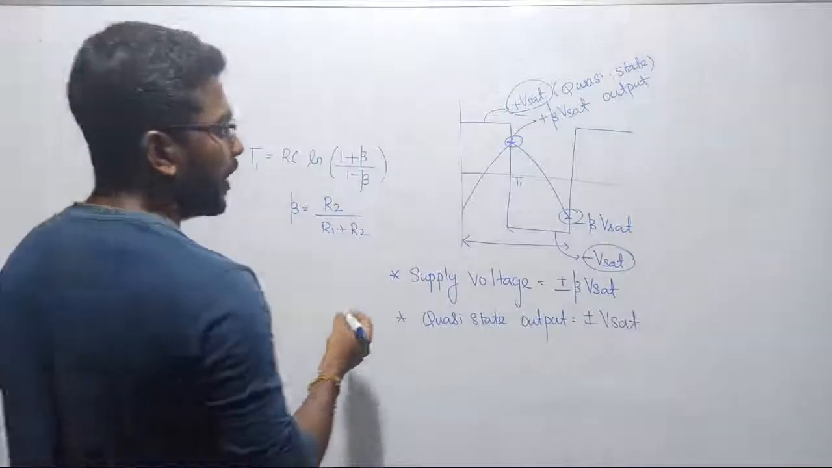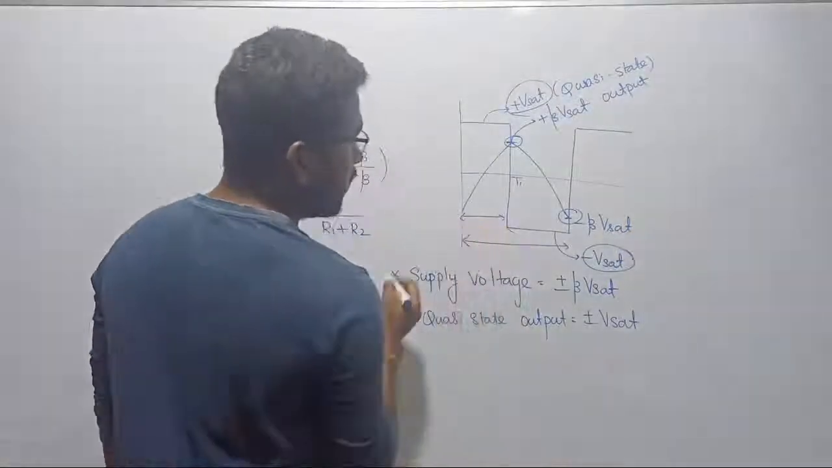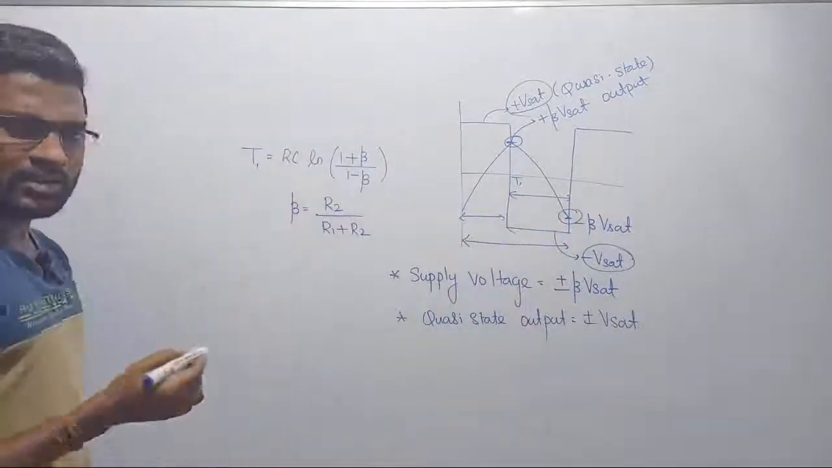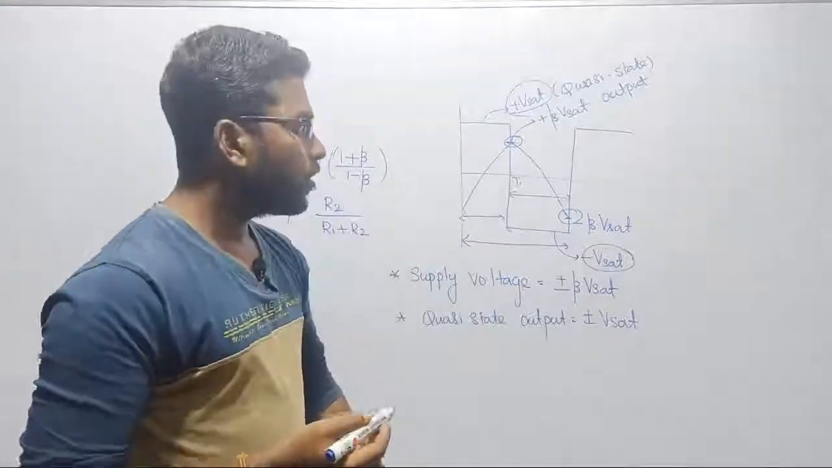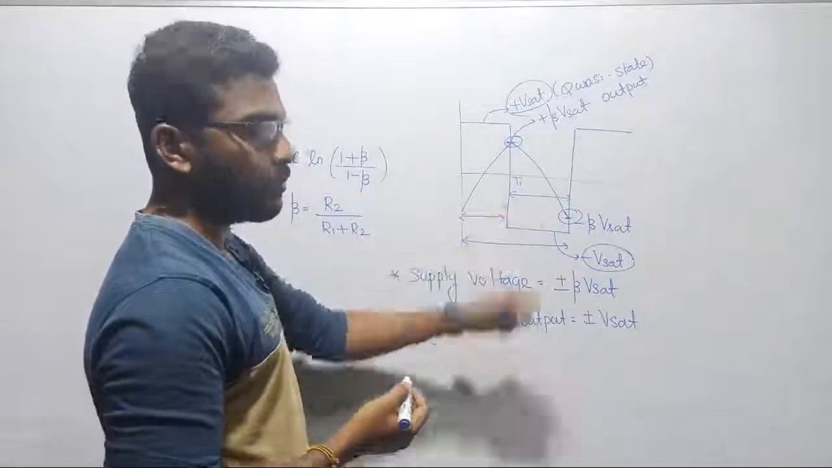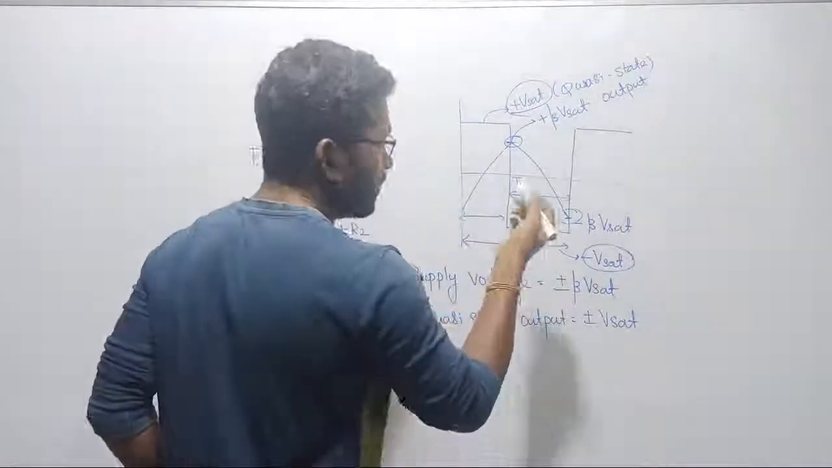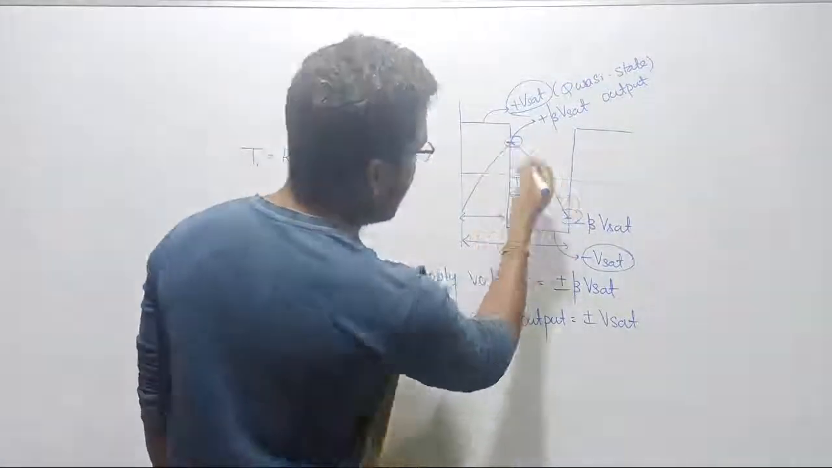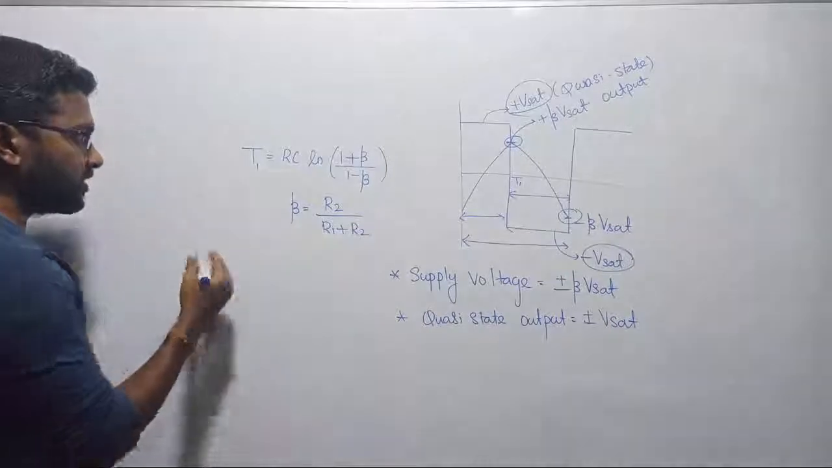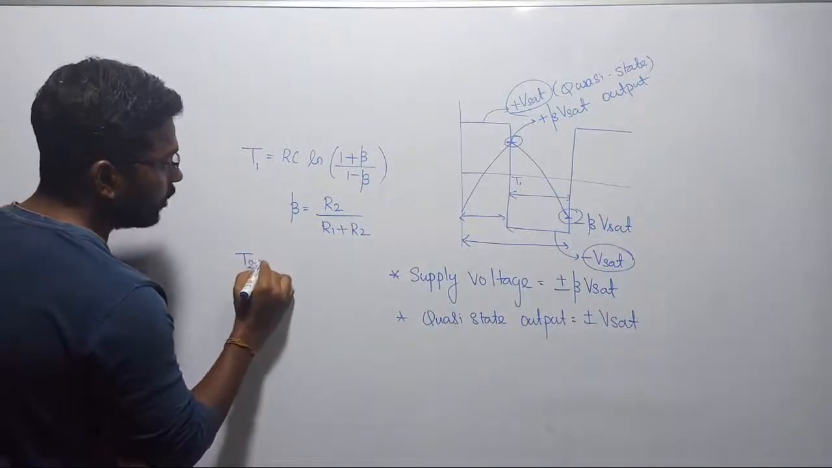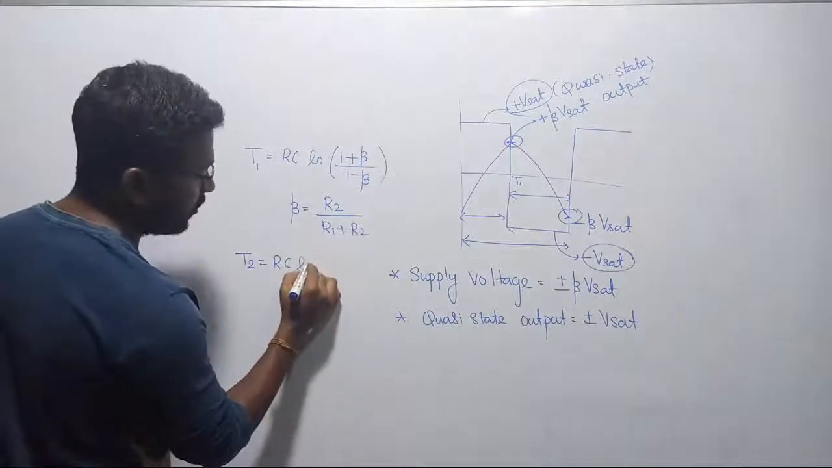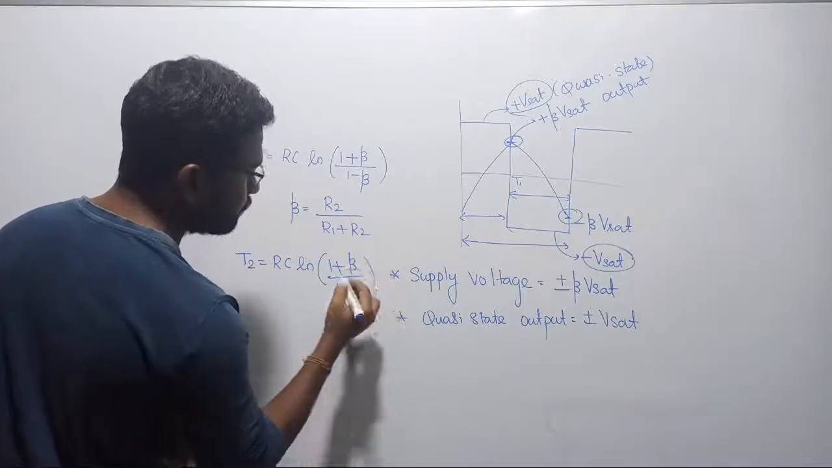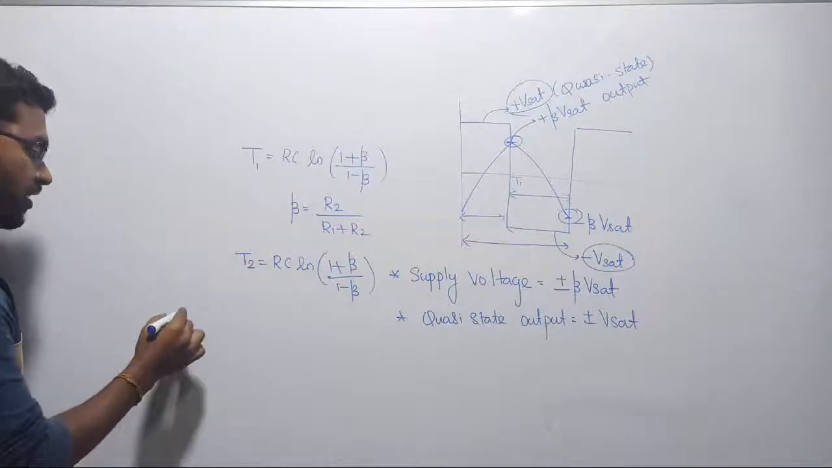And the next thing, I told you this is only the first half cycle. If I repeat the same procedure in the second half cycle, you will come up with the same answer. Actually, I thought I had given this work to you, right? I hope many of you completed it, but if you have not, take the same procedure, whichever steps I did in the first half, repeat them in the second half, and you will come up with the same answer. There is no change in your answer. So T2 is also going to be the same as T1, that is RC times ln of 1 plus beta upon 1 minus beta.